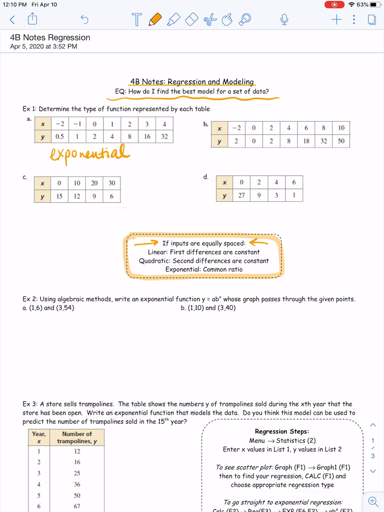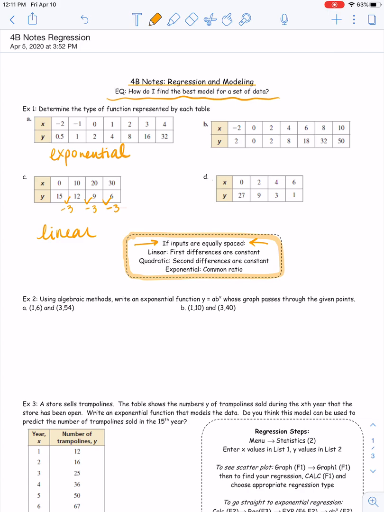I'm going to go ahead and go down to part C: 15, 12, 9, 6. I notice that I'm subtracting 3, subtracting 3, subtracting 3. It's changing by the same value every single time, so that's linear.